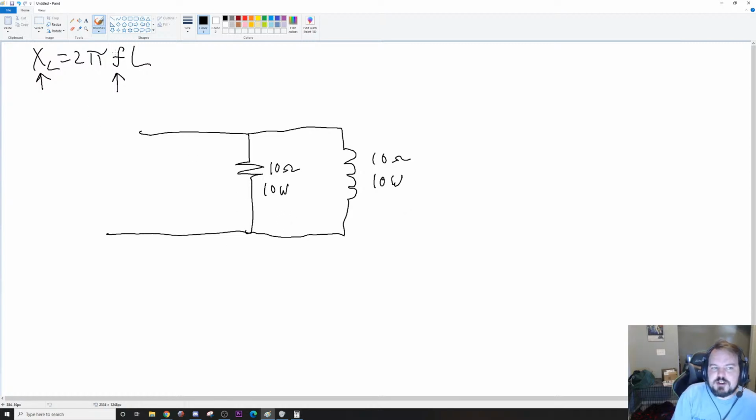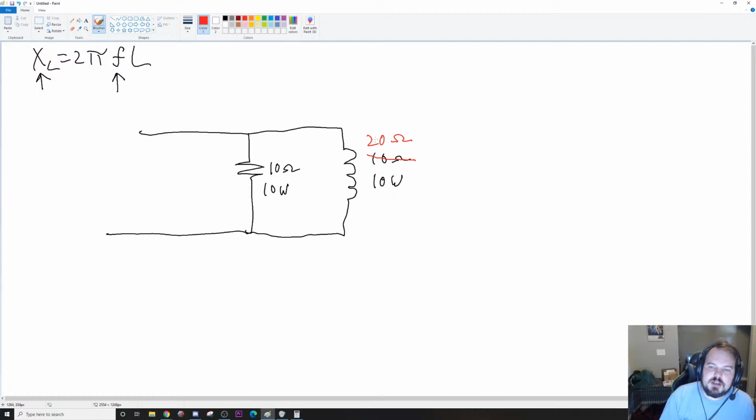Then, if you increase frequency and X of L goes up, well, resistance isn't going to change. X of L goes up, let's say it goes up to 20 ohms. Well, now it's harder to get through this leg, so less current is going to go down that leg. This is the equivalent in the grocery store where you get in the line and then you look forward and they just changed cashiers and it's a slower cashier. Less people are going to start getting in that line.